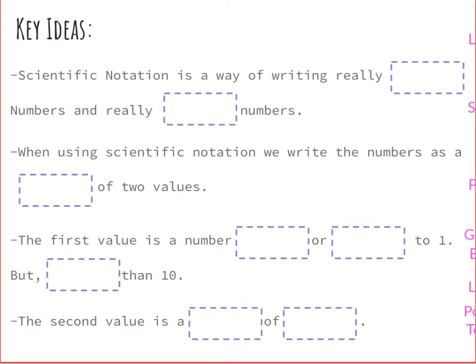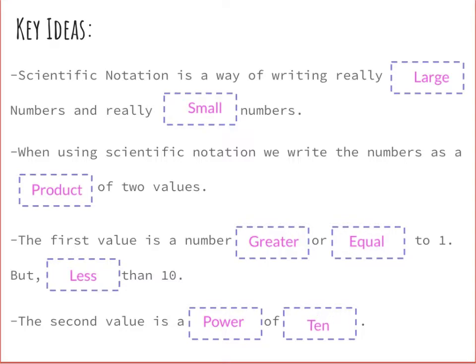Remember, scientific notation is the way of writing really large and really small numbers. When using scientific notation, we write the numbers as a product of two values. Remember, product being the answer to a multiplication problem. So our scientific notation is always going to look like a multiplication problem. The first value is a number that's greater than or equal to 1, but has to be less than 10. The second value is going to be a power of 10.